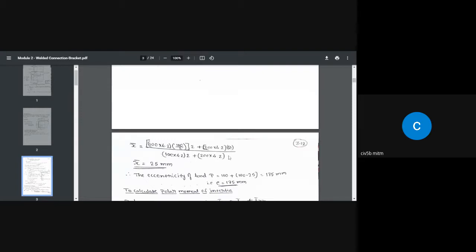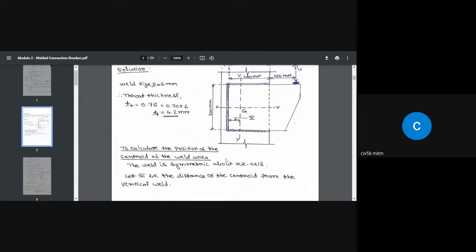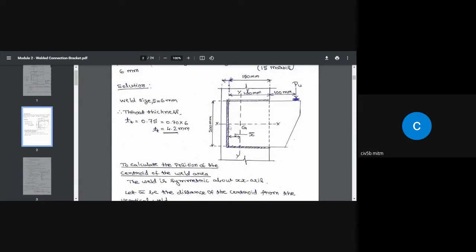So the total value gives the throat area. That value divided by this will give you the x bar value, that is 25 millimeter. That means the centroid, of course we know this is symmetric about the x-axis, is located at a distance of 25 millimeter from this point. Mark that, draw a vertical line there, and this is the location of the centroid.